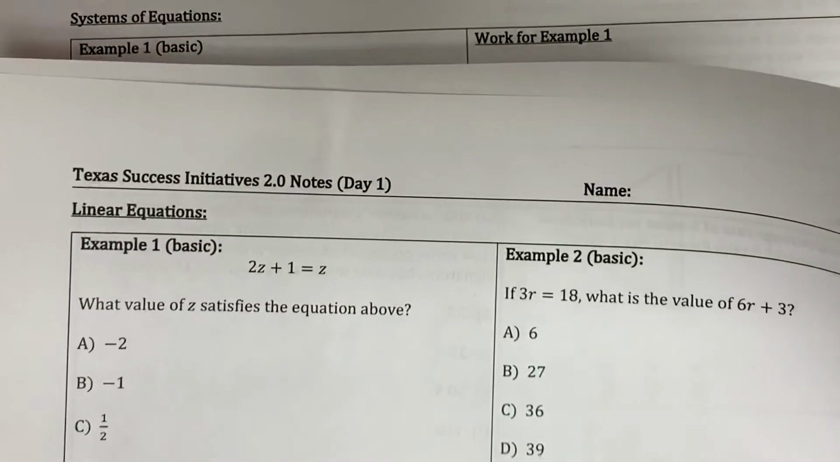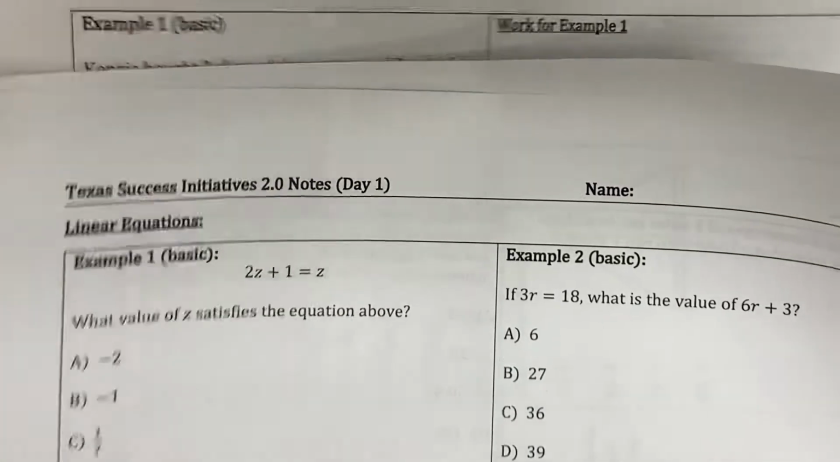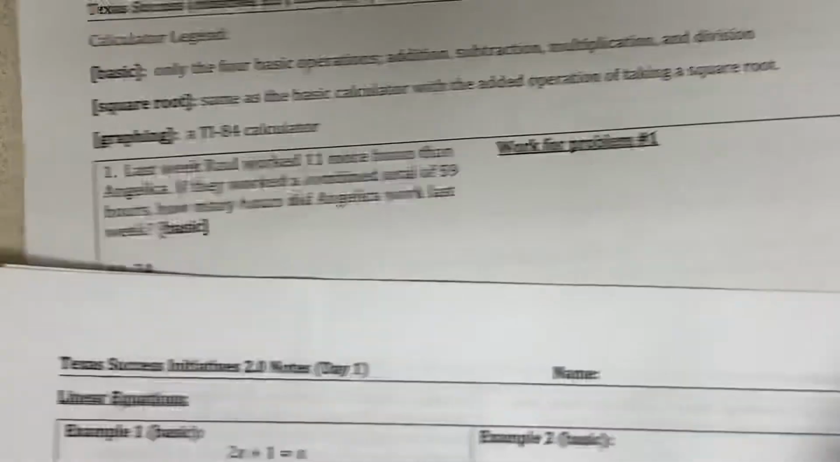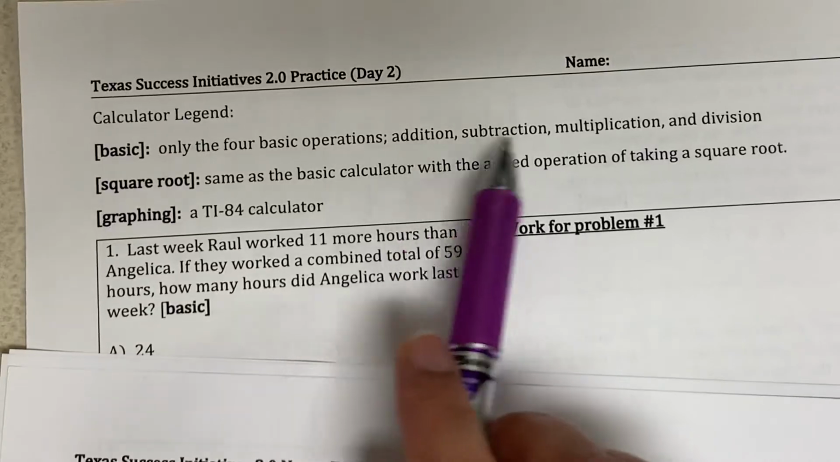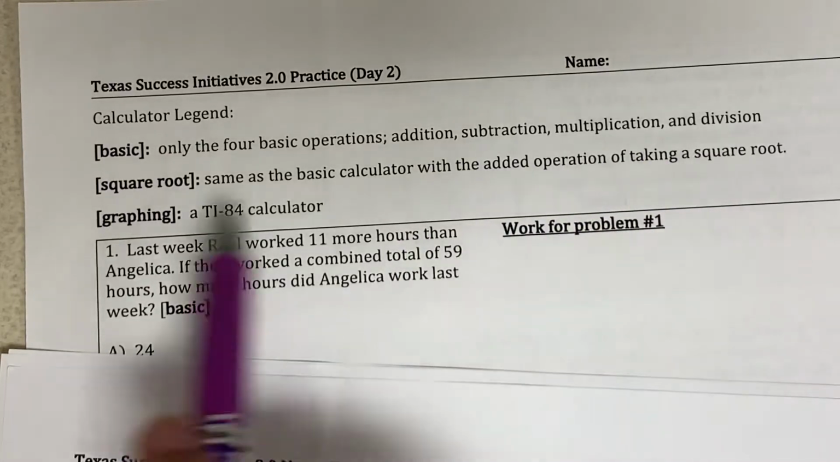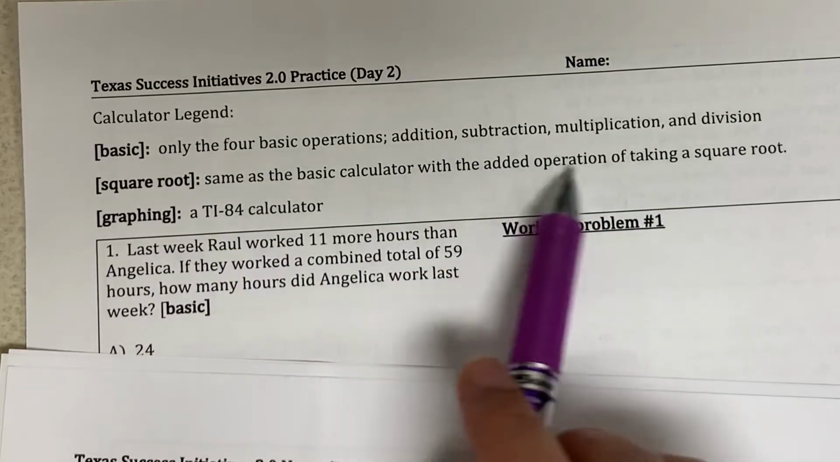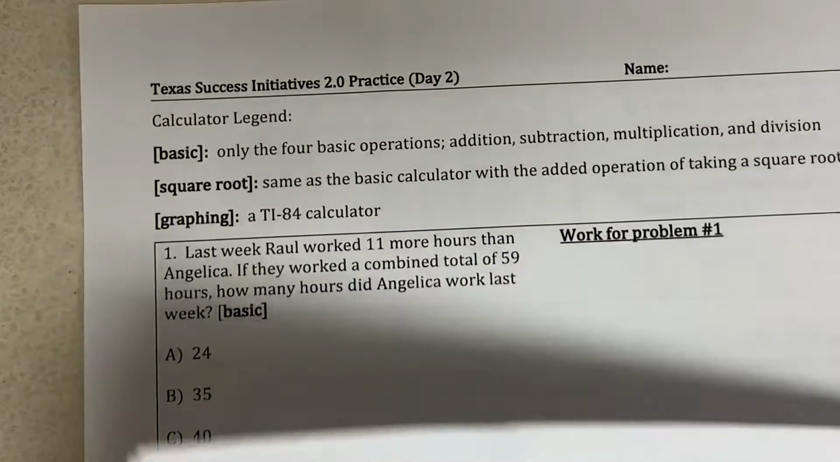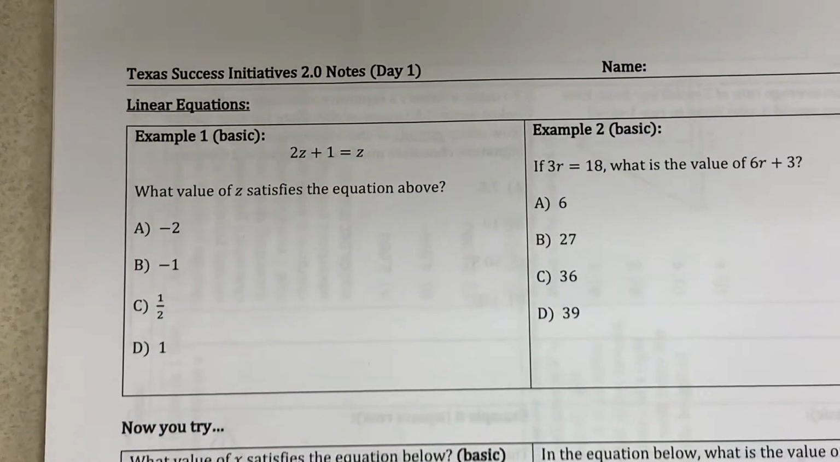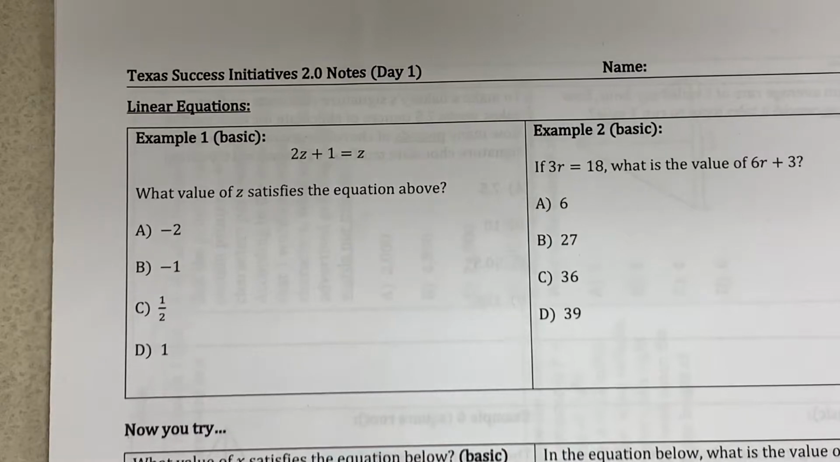Or I think you're going to get it on Monday. So if it says basic, you have a 4 basic operation calculator: addition, subtraction, multiplication, division. If it says square root, that means you have a square root function along with it. And if it says graphing, then it's a TI-84 calculator that you get on screen. So you're not allowed to use a Desmos graphing calculator. These are the limited calculators that you're allowed to use.